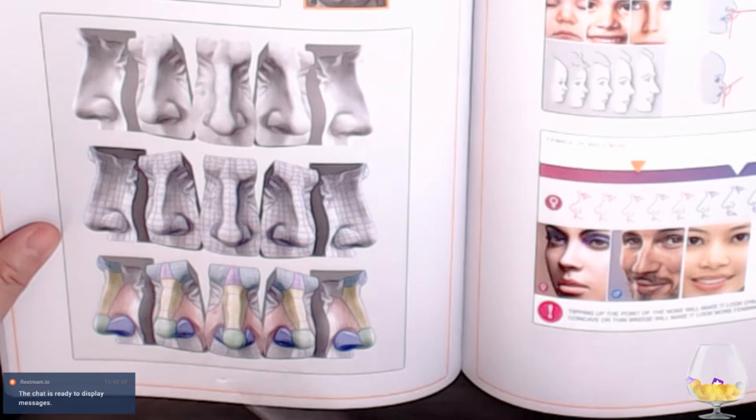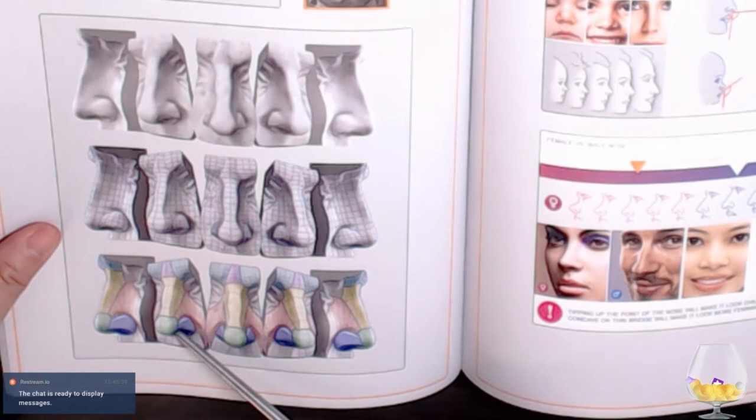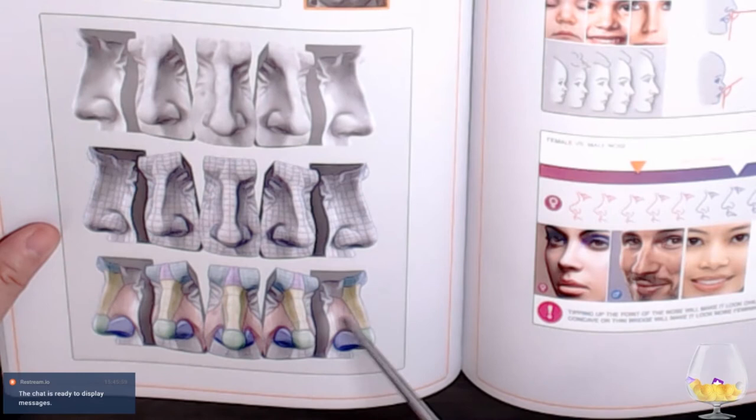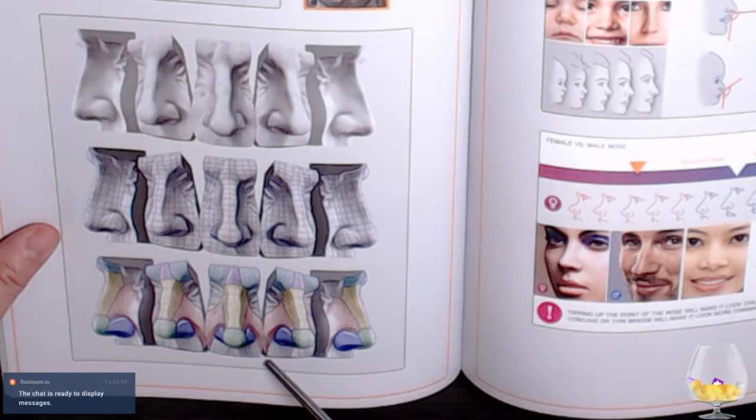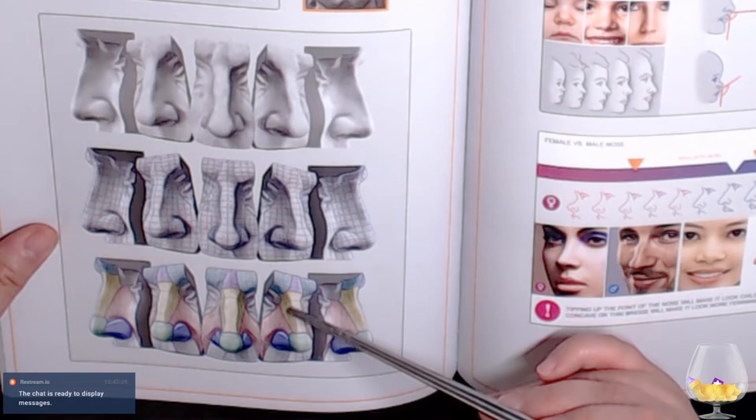But there is the nostril here, and it looks like there's a little bit of a flat plane. And there's this red muscle that attaches the corner of the tip of the nose and then goes around the nostril down to maybe the jowls of the mouth. And then there's the bridge of the nose here.